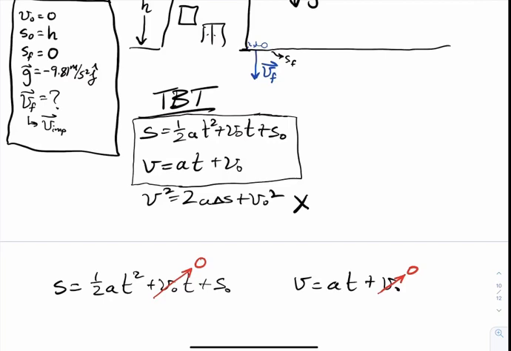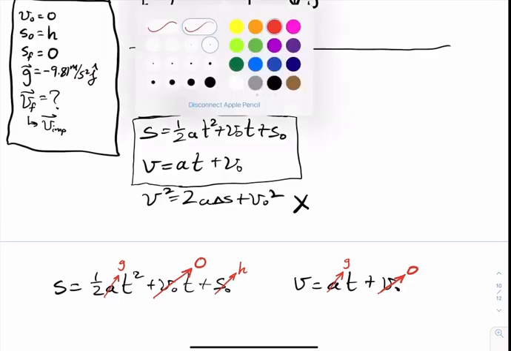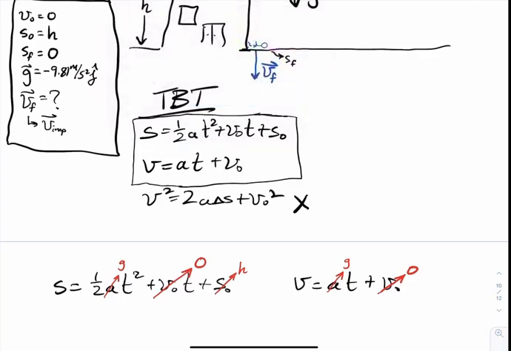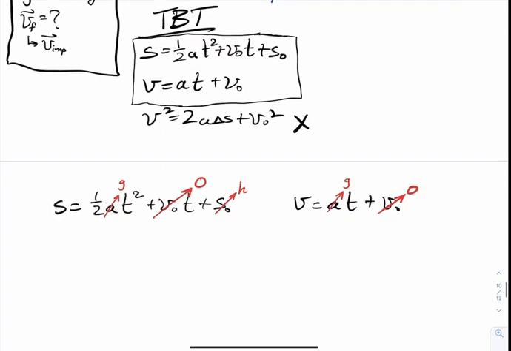We can't really get rid of much else. We did say that S sub O is H. We could put in H, and we know that A is going to be G, so we could put these little changes in here, but can't really get rid of anything else yet. So now, before even really thinking about it, I'm just going to rewrite these equations without my zeros. So we have S equals 1 half G T squared plus H, and I have V equals G T.